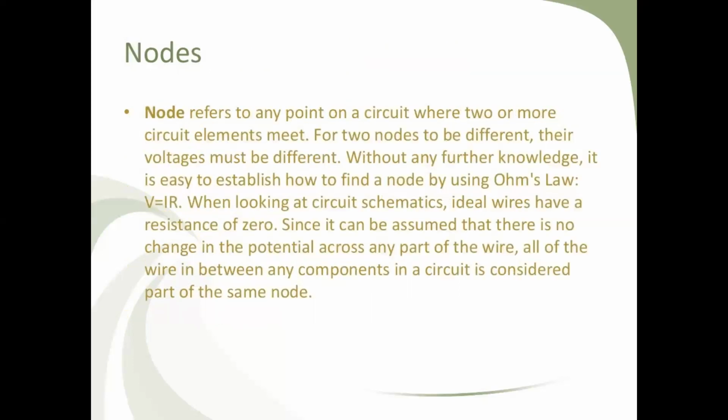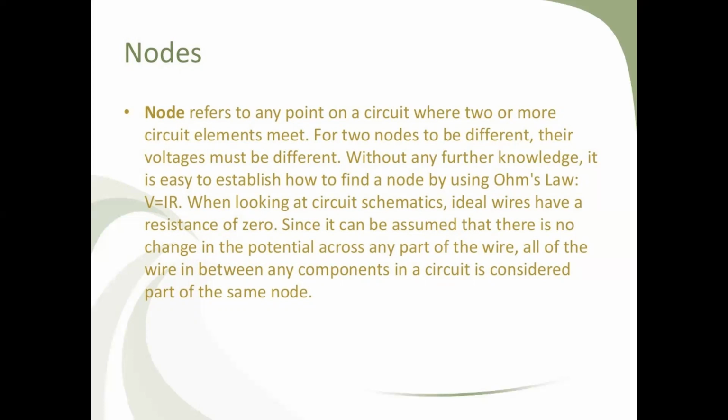What are nodes? Node refers to any point on a circuit where two or more circuit elements meet. For two nodes to be different, their voltages must be different. Without any further knowledge, it is easy to establish how to find a node by using Ohm's law. Ohm's law is V is equal to I into R, which means current into resistance.